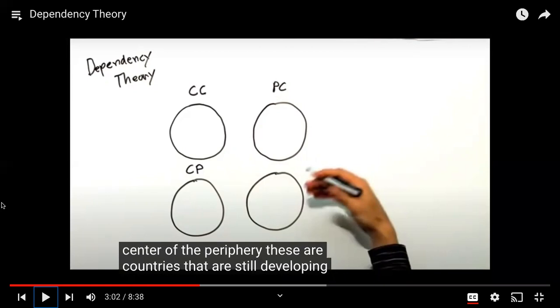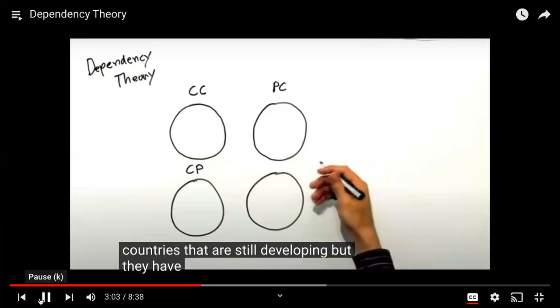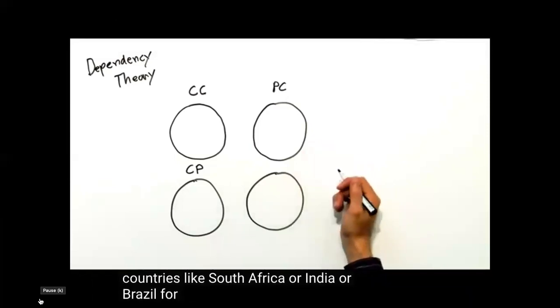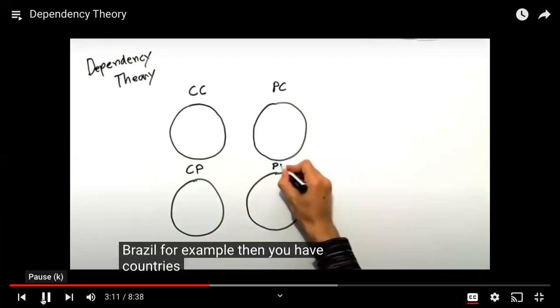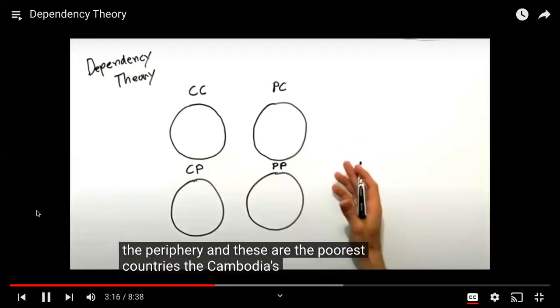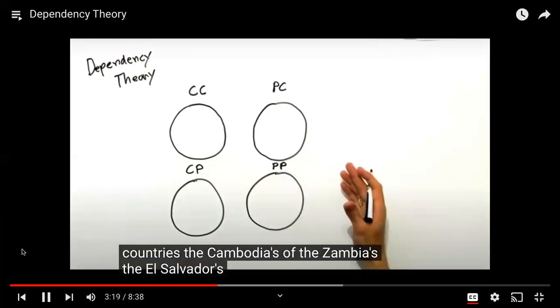They are living independently, maganda ang benefits ng mga tao na nakukuha sa society and sa economy ng Canada. Still, when it comes to cost of living, same with United States, mataas ang cost of living, same with Canada and the same countries na nasa periphery center. Developing, but they have a fair amount of wealth, countries like South Africa or India or Brazil, for example. Then you have countries that are on the periphery of the periphery, and these are the poorest countries, the Cambodias, the Zambias, the El Salvadors.